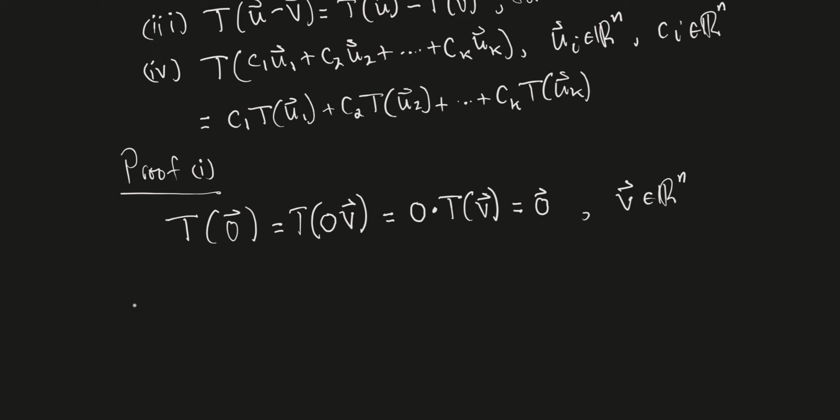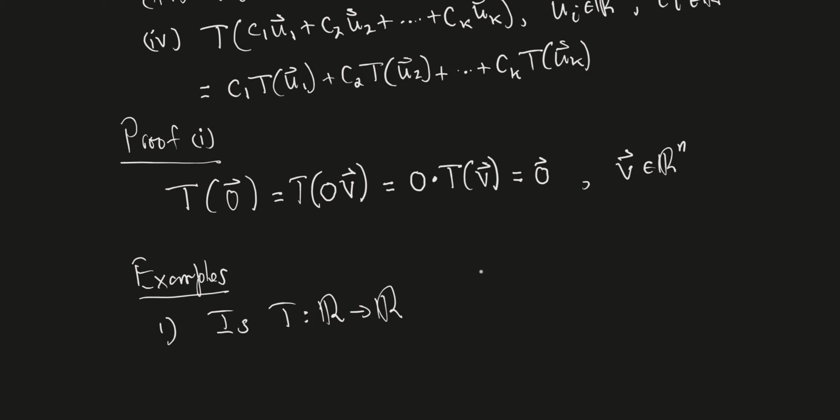We'll go through a couple of examples now where we can utilize some of these properties. Let's take a look at example 1. Here's my transformation, and this will go from R to R. So it's like one-dimensional Euclidean space.